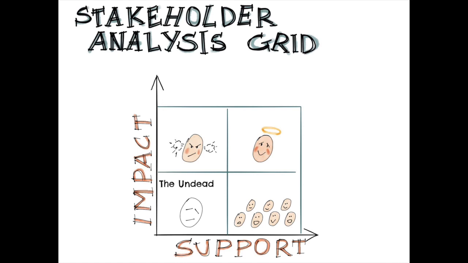Those people in the bottom left-hand quadrant are called the undead. They simply give you no support and have little impact within the organisation. We then have the networkers who support you, but to be quite honest, they don't have very much impact within the organisation. Then we have the snipers. These people have lots of impact within the organisation, but give you very little support. And finally, we have the evangelists. They have lots of impact within the organisation and also they give you lots of support.